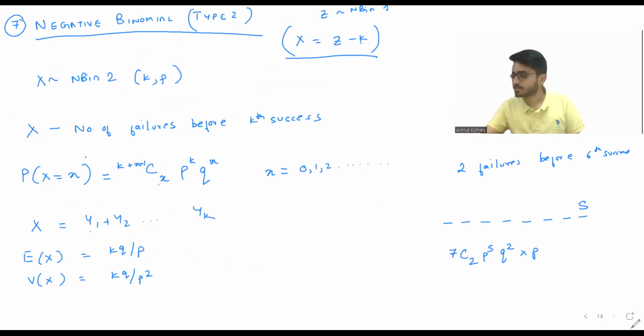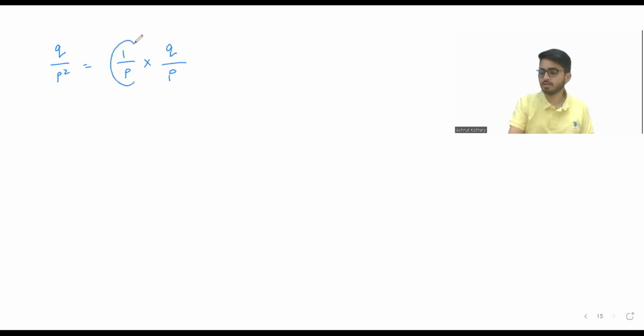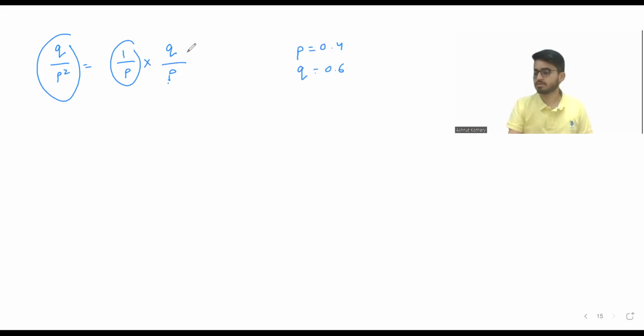Let me express this. Q by p square is the variance, which can be written as 1 by p into q by p, right? This is the mean, this is the variance. It can be q is greater than p, it can be q is less than p. For example, if p is 0.4, then q is 0.6. So this ratio is more than 1, therefore variance is greater than mean. But if, let's say, p is 0.6 and q is 0.4, in that case, the variance is less than mean.